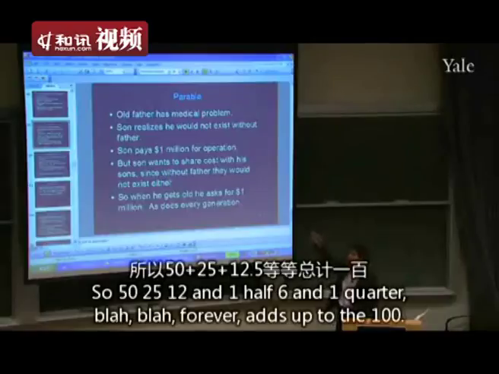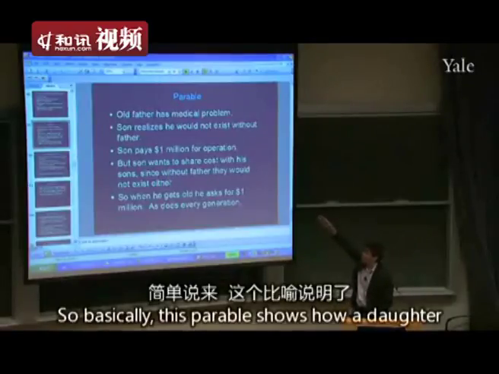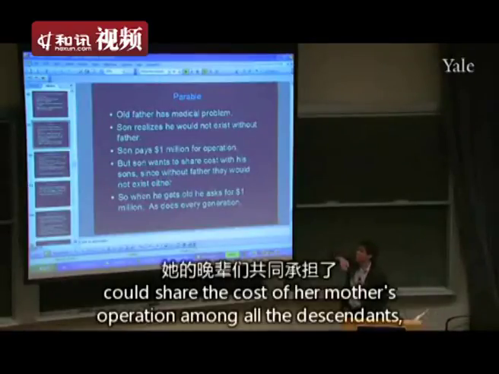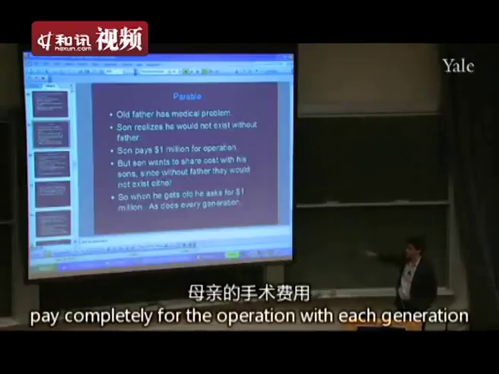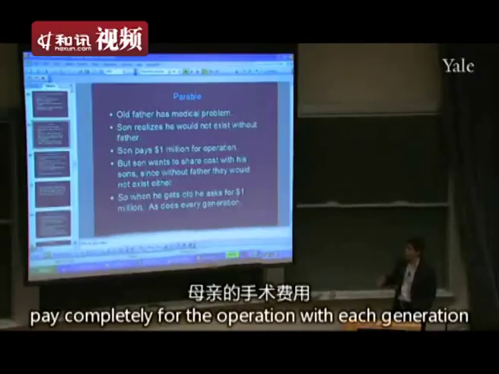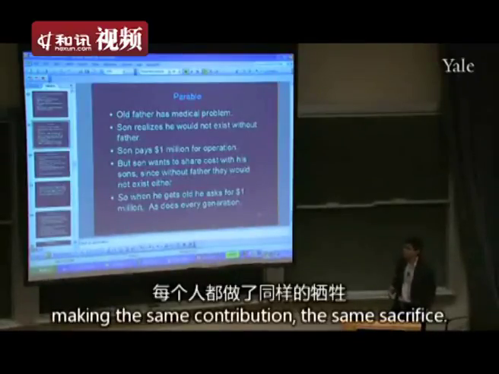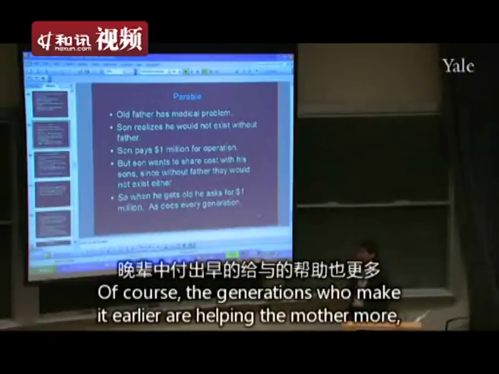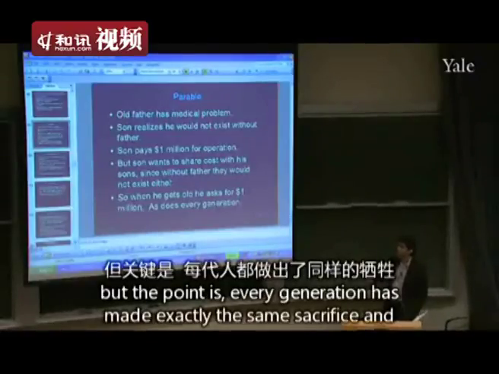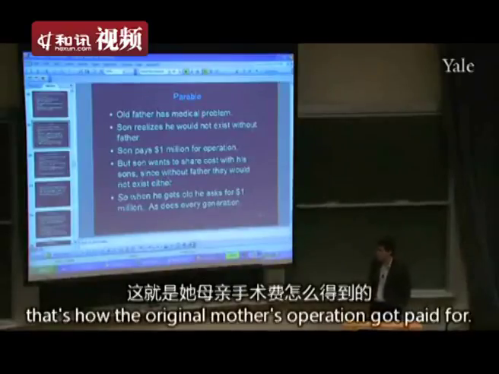$100. So basically, this parable shows how a daughter could share the cost of her mother's operation among all the descendants, and pay completely for the operation, with each generation making the same contribution, the same sacrifice. Of course, the generations who make it earlier are helping the mother more, but the point is every generation has made exactly the same sacrifice, and that's how the original mother's operation got paid for.